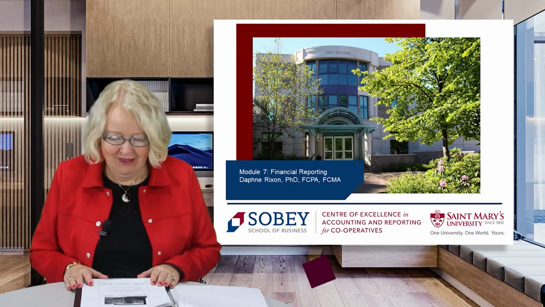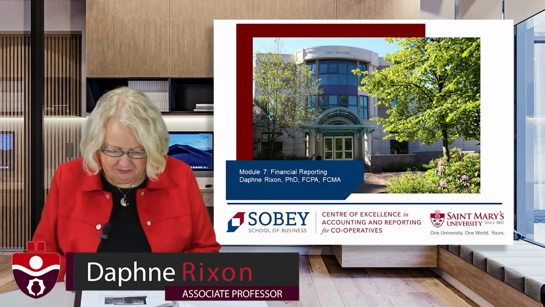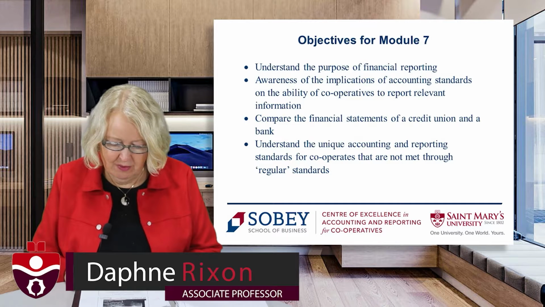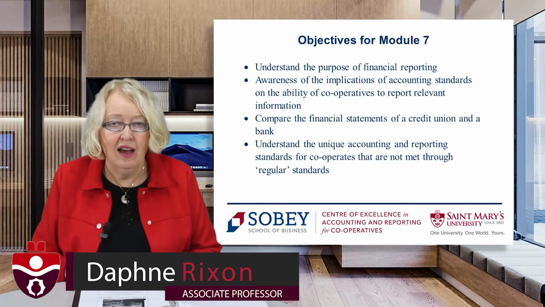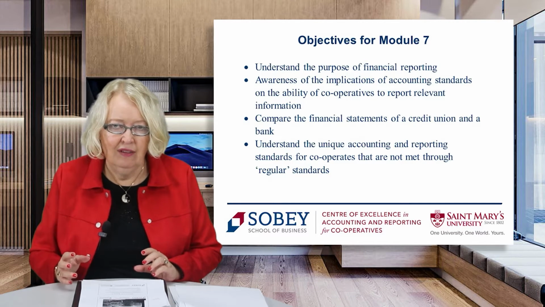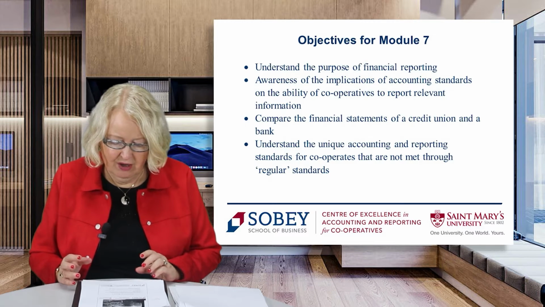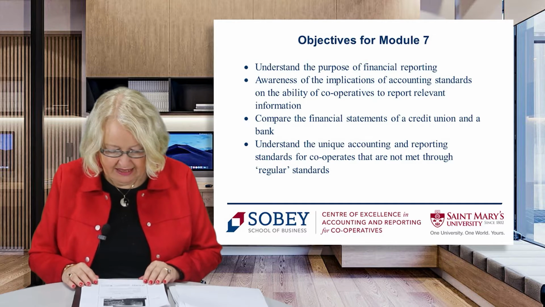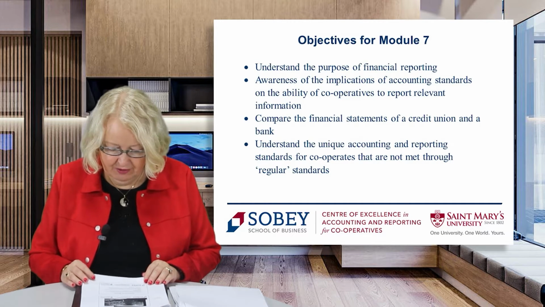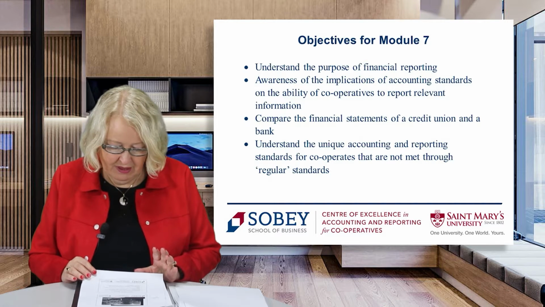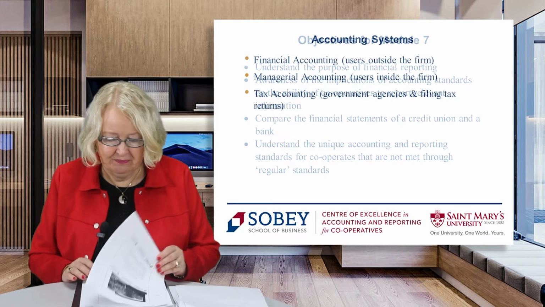Okay, welcome to Module 7. So this one is about financial reporting. It's important to understand the purpose of financial reporting, to be aware of the implication of accounting standards on the financial reports that are produced. And it's important to look at accounting standards in terms of the ability of cooperatives to report relevant information. And we're going to compare financial statements of a credit union and a bank, and we want to understand the unique accounting and reporting standards for cooperatives that are really not always met through your regular standards.